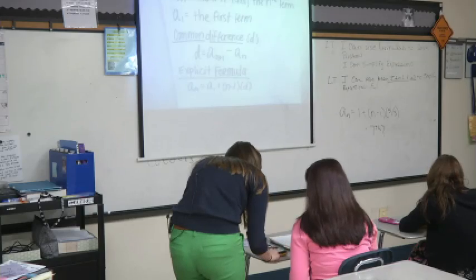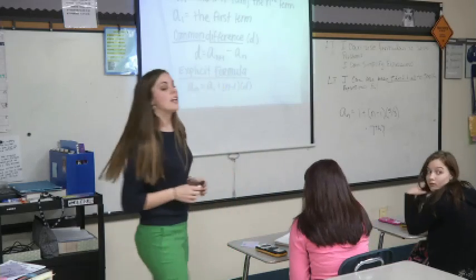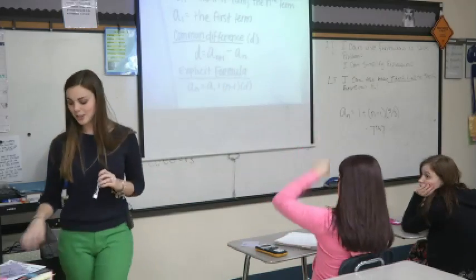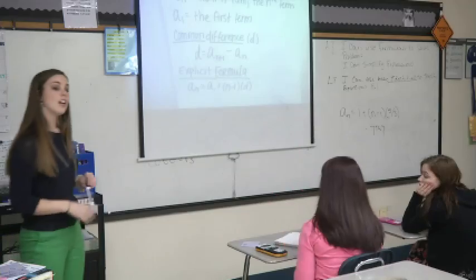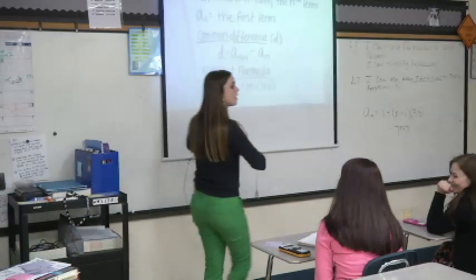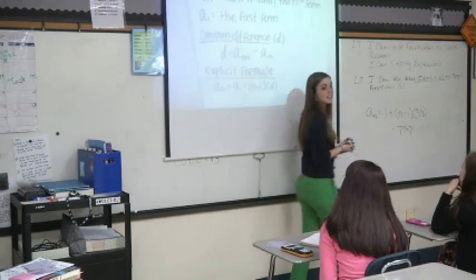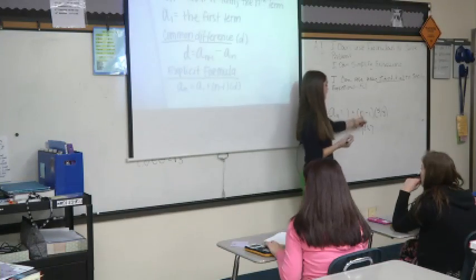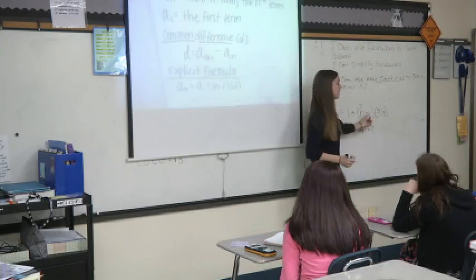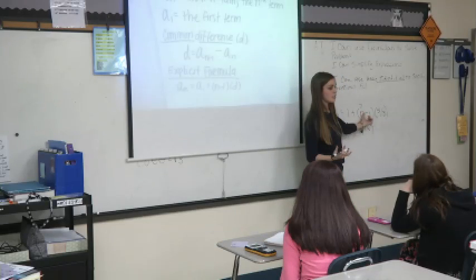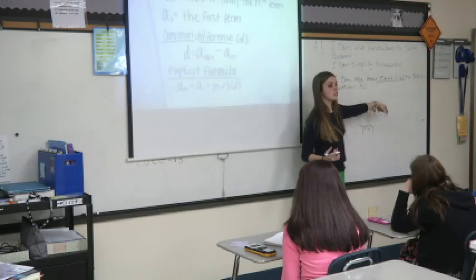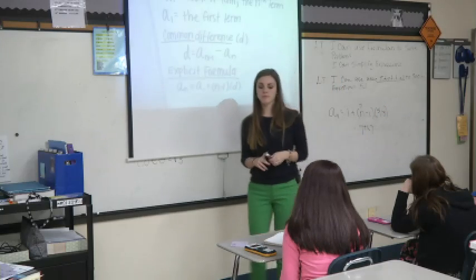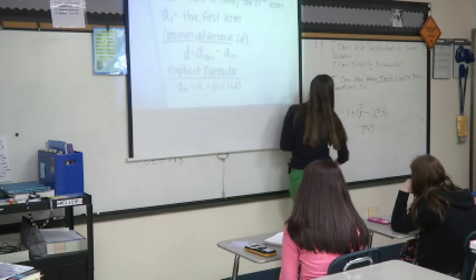All right, who thinks they got it? Katie, what's your card say? 11. Why is it 11? Tell me what you did. Good. So 7 minus 1 is 6, 6 times 5/3 is 10, plus 1 is 11. So she's correct. All right, what's your problem?